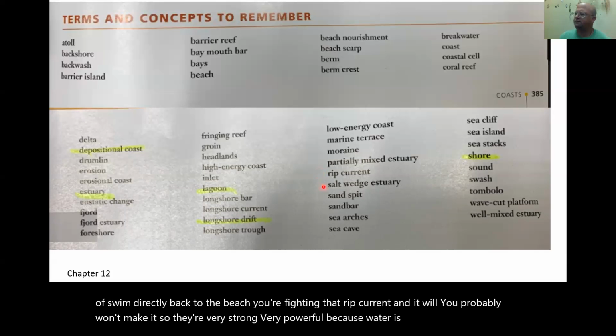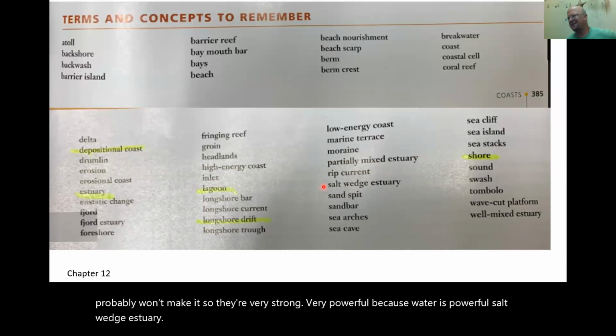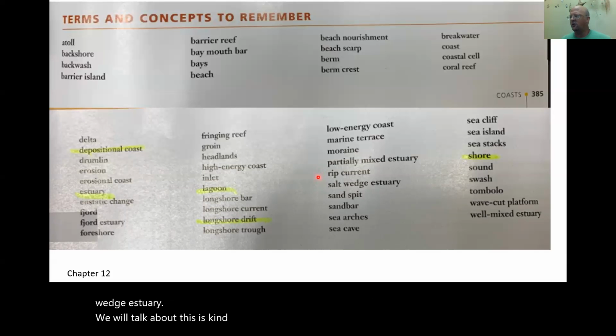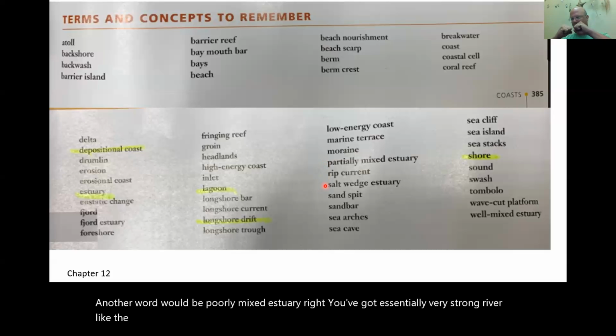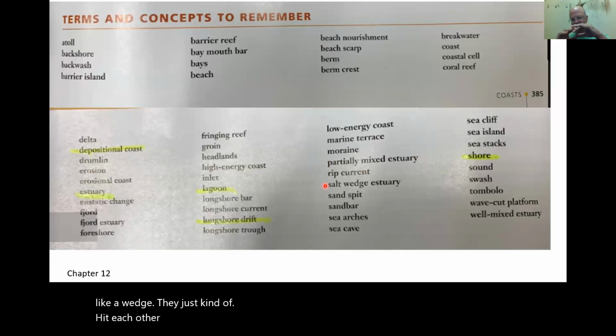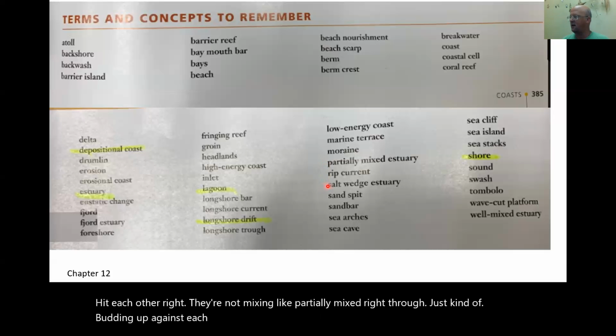Salt wedge estuary, we'll talk about this. Another word would be poorly mixed estuary, right? You have essentially a very strong river like the Mississippi and the ocean, and it doesn't really mix. It's like a wedge. They just kind of hit each other. They're not mixing like partially mixed, they're just kind of butting up against each other. We'll talk about that in class.